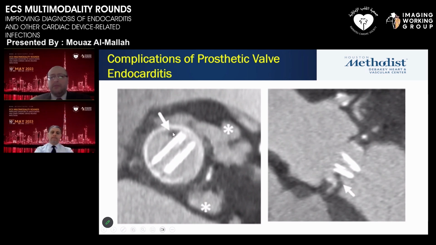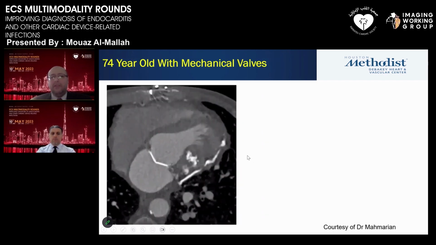So sometimes smaller vegetations can be seen, and we can potentially differentiate a vegetation from the pannus from the thrombus or vegetation by looking at the Hounsfield unit. Obviously, it's not 100% sure. And in this case, there are a ton of pseudoaneurysms around the valve, making the suspicion that this is actually a vegetation much, much higher.